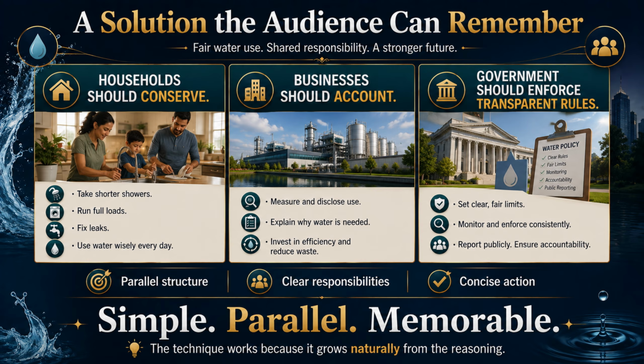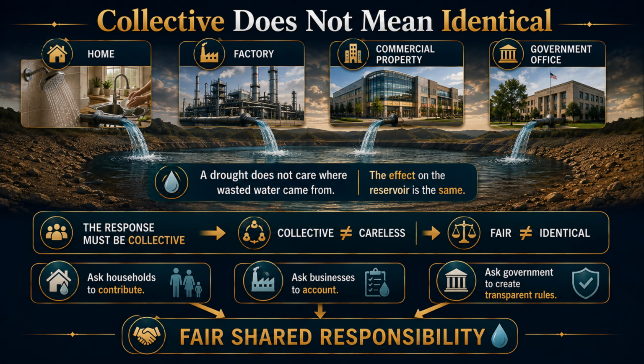Households should conserve. Businesses should account. Government should enforce transparent rules. Simple, parallel, memorable, and more importantly, it grows naturally from the argument. Then build towards the conclusion. A drought does not care whether wasted water came from a home, a factory, or a government office. The effect on the reservoir is the same, so the response must be collective.